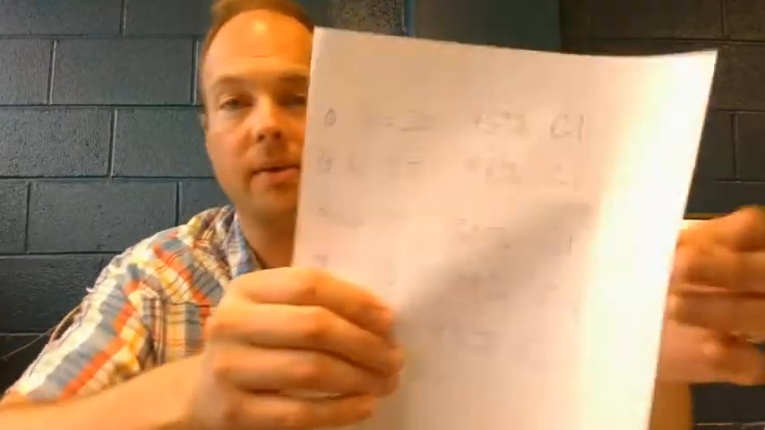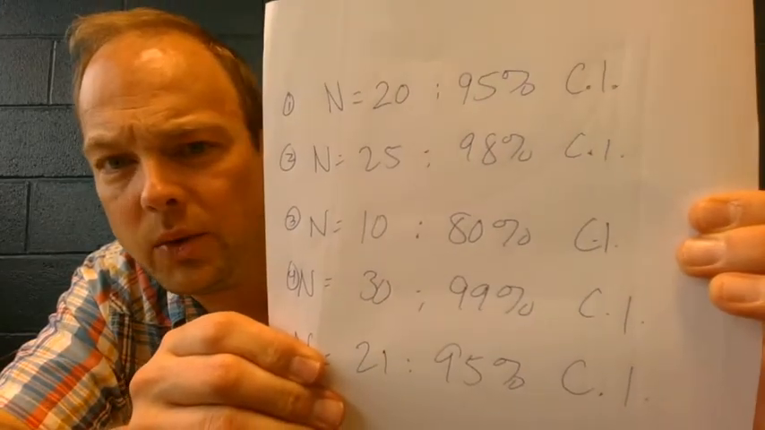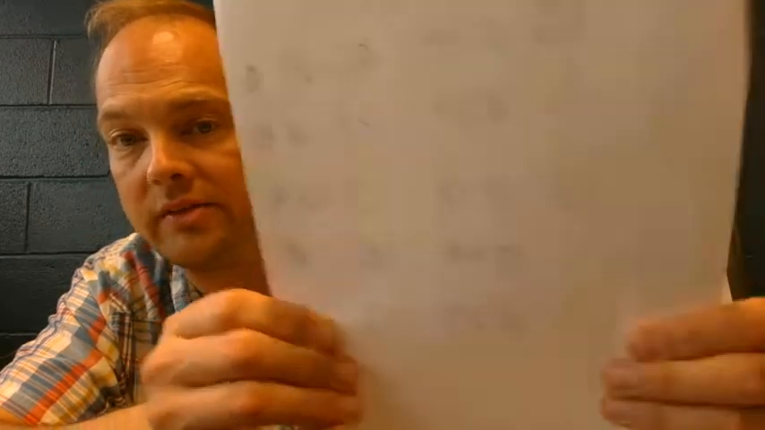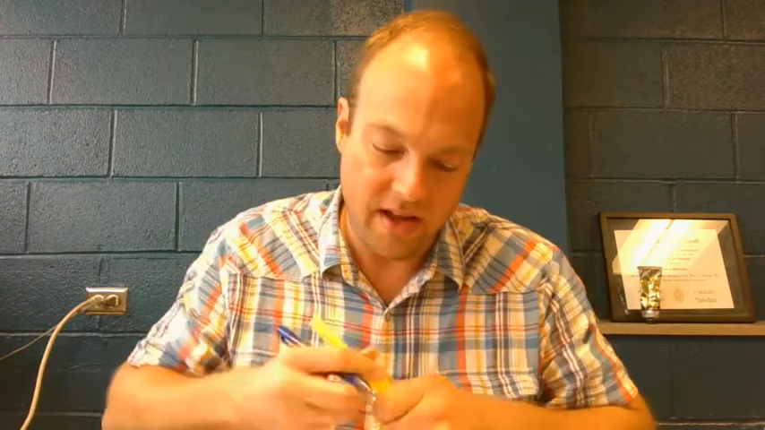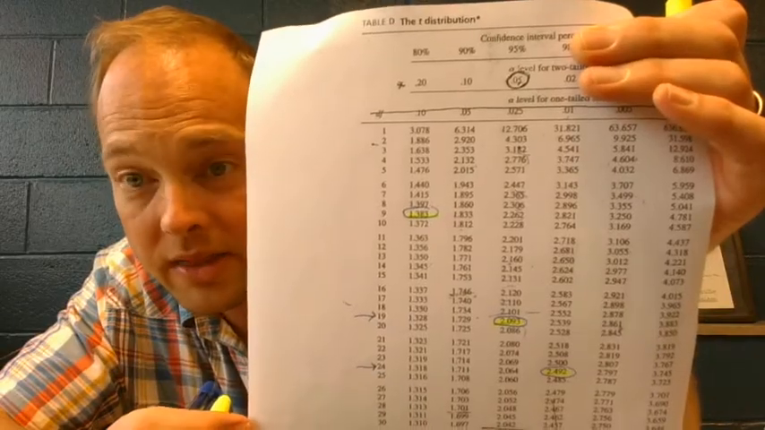Let's do another one. Number 3. N equals 10, 80% confidence intervals. N equals 10, which means degrees of freedom equals 9, and 80% confidence intervals. The correct t-value is 1.383.